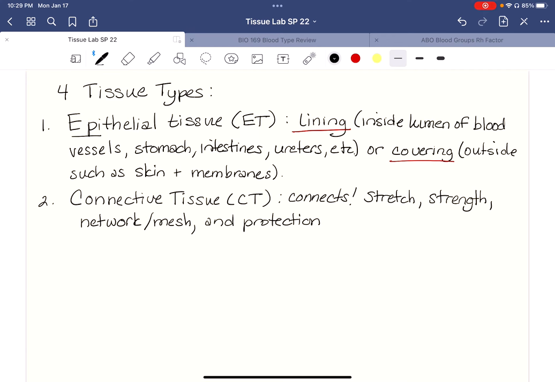Some examples of these are going to be blood, bone, there's dense, regular, dense, irregular, there's all kinds of connective tissue. Let me not go down that path right now.